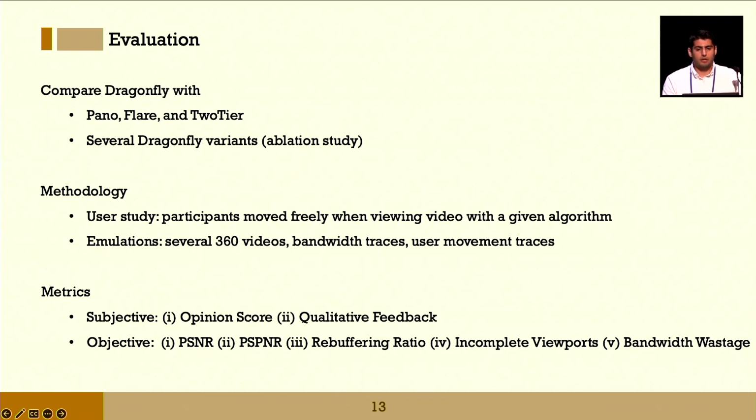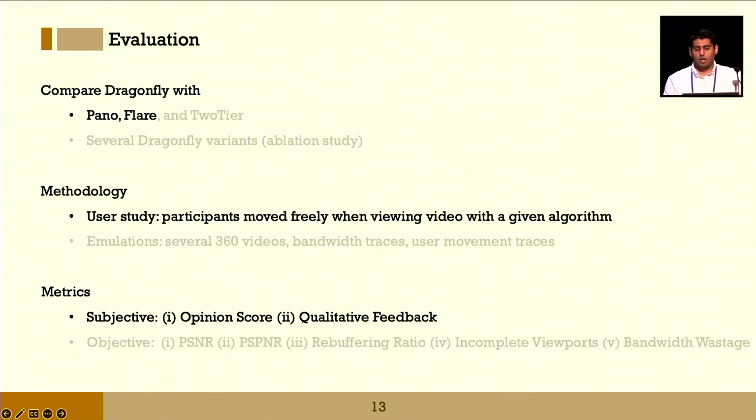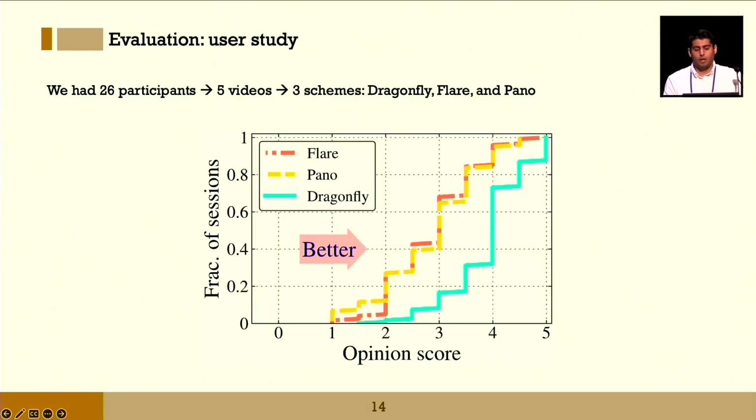Now, to evaluate Dragonfly, we did plenty of emulation and a user study, but for the sake of time, I will only go over some of the results from our user study. There, the participants had the ability to move freely, and the video would reflect their own motion. We had 26 participants. Each watched 5 videos that were streamed by 3 different schemes: Dragonfly, Flare, and Pano. Here you can find the distribution of the participants' opinion scores, grouped by scheme, where 1 means poor experience and 5 means excellent experience.